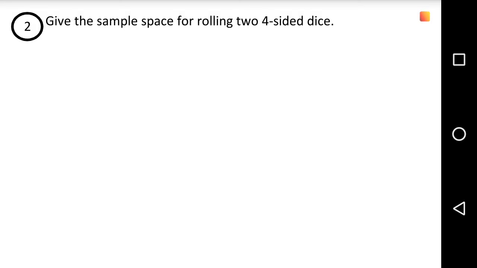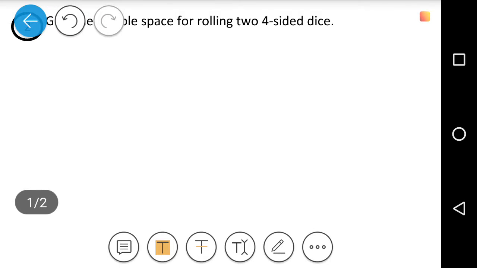This is the video for problem 2 on the Core 2 quiz probability. Problem 2 says give the sample space for rolling a four-sided die.